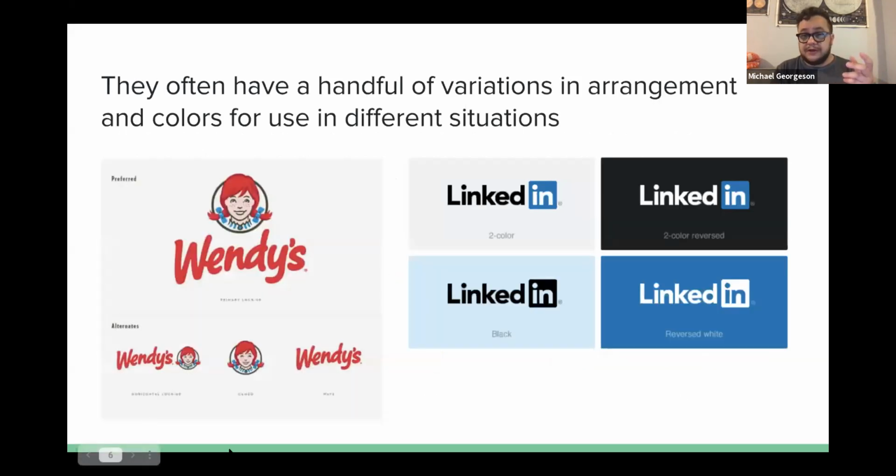Logos will often have a handful of variations for how they're arranged and the different color options for different situations. So for example, the Wendy's logo, like this one here where it's stacked, is the main logo. And that might be at the top of the website, but you might want to do a side-by-side one like this one here in the lower left for the top of a letterhead or something like that. And then in this LinkedIn example, this is depending on what kind of background it's going to be on or what kind of setting.